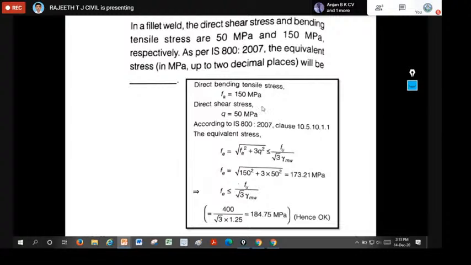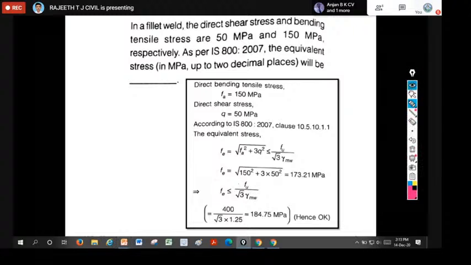One more problem on welded connections. In a fillet weld, the direct shear stress and bending tensile stress are given here. The shear stress is 50 MPa, bending stress is 150 MPa. As per IS 800:2007, we should calculate the equivalent stress up to 2 decimal places. This one we should calculate according to the code. We discussed this in the last session.